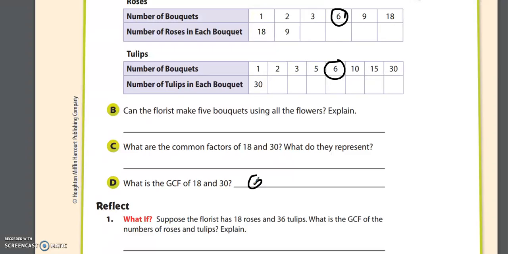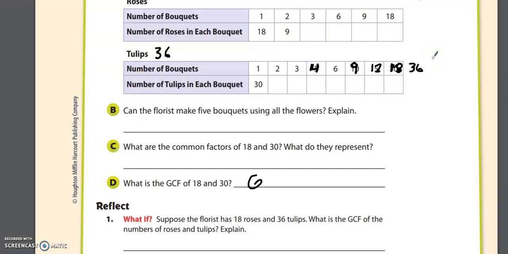And number 1, reflect, says, what if? Suppose the florist has 18 roses and 36 tulips. What is the greatest common factor of the number of roses and tulips, and explain? The way I want you to see this, I'm going to do a little bit more work than you need to. If there were 36 tulips, this table would look a little different. It would be 1, 2, 3, 4 would go into 36, 5 doesn't, but 6 does, 7 doesn't, 8 doesn't, 9 does, 10 doesn't, 11, 12 does, 13 no, 14 no, 15 no, 16 no, 17 no, 18 does. 18 does because 18 times 2 is 36, and then 36 also does.